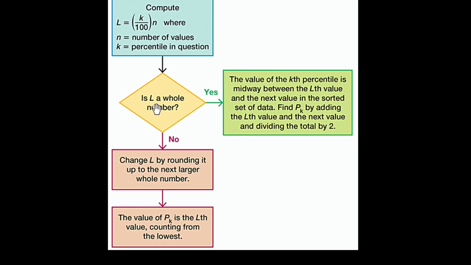So if L, your locator, is a whole number, the value of the kth percentile is midway between the nth value and the next value. So the way you find P sub k is you take the average of 28 and 29. The nth value and the next value, you add them up and you divide by 2. Okay, so that's a little bit more complicated, which is why I wanted to do this example.